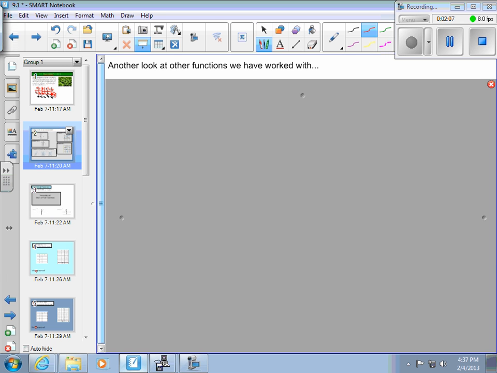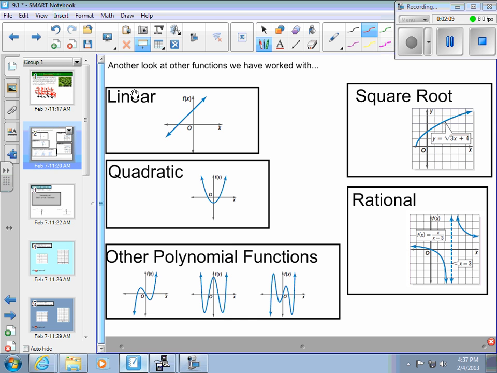We've looked at a bunch of functions already. Some of the other ones we've worked with so far this year: linear. Back in Try 1, you guys looked at linear. That's y equals mx plus b equations. Typically with those, we're going to get one solution. It crosses the x-axis up to one time.